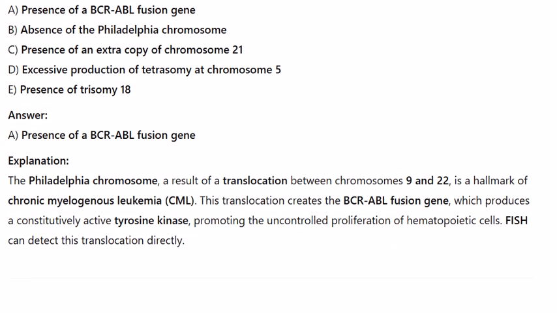Explanation. The Philadelphia chromosome, a result of a translocation between chromosomes 9 and 22, is a hallmark of chronic myelogenous leukemia, CML. This translocation creates the BCR-ABL fusion gene, which produces a constitutively active tyrosine kinase, promoting the uncontrolled proliferation of hematopoietic cells. FISH can detect this translocation directly.